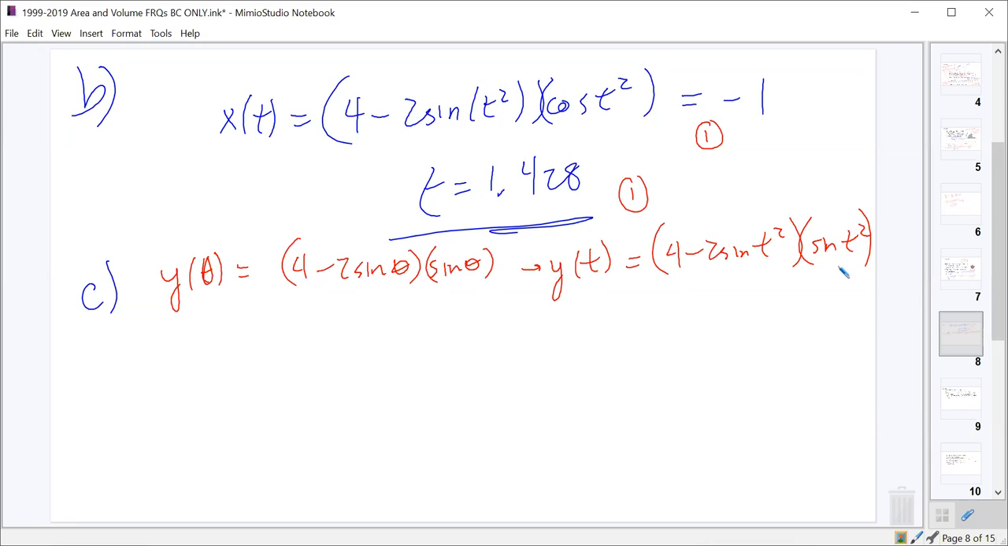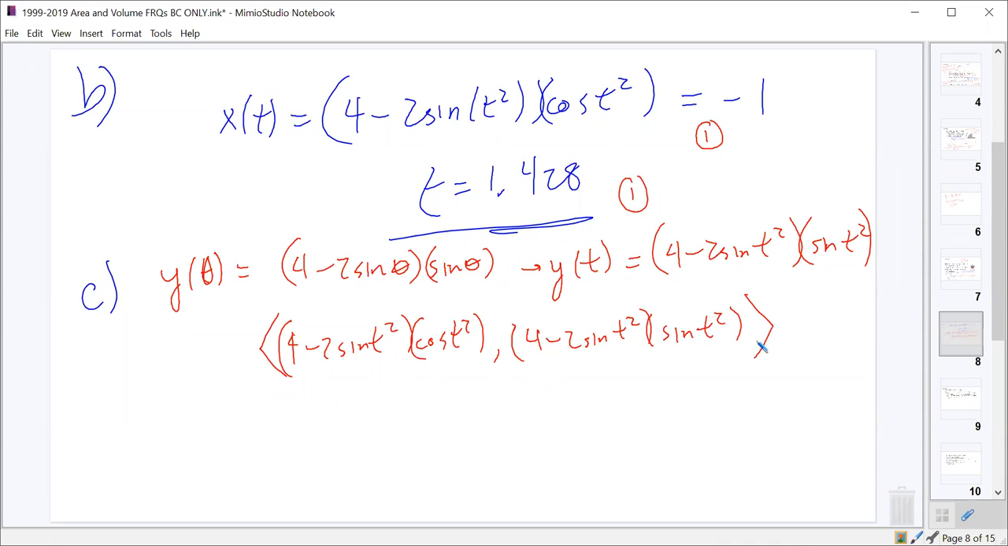And so now we've got the x of t and we've got our y of t. So our position vector ought to be 4 minus 2 sine t squared times cosine t squared, comma, 4 minus 2 sine t squared times sine of t squared. Everybody good with the position vector?